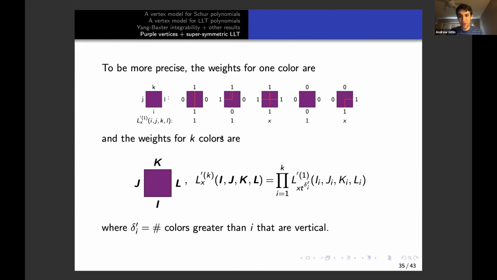So to be more precise about what the weights are, two configurations give me an x. And so just as before, I pick up an x when a path exits to the right, and I pick up a 1 otherwise. For k colors, the colors interact with each other. Instead of picking up an x when I exit to the right, I pick up an x times t to the delta prime, where delta prime is just the number of colors greater than that color that are vertical at the vertex. Okay, so this is how I define the purple weights.